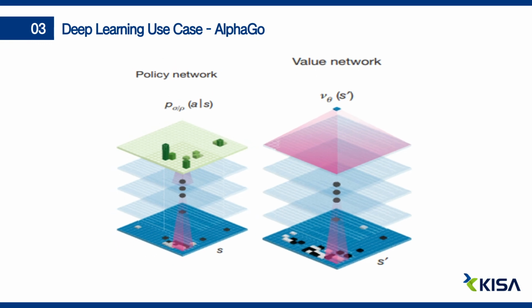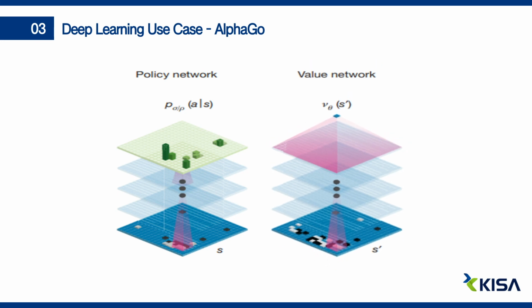The value network similarly uses many convolutional layers with parameters. Here, the convolutional layer is a main keyword in deep learning. You can check it later on your own.